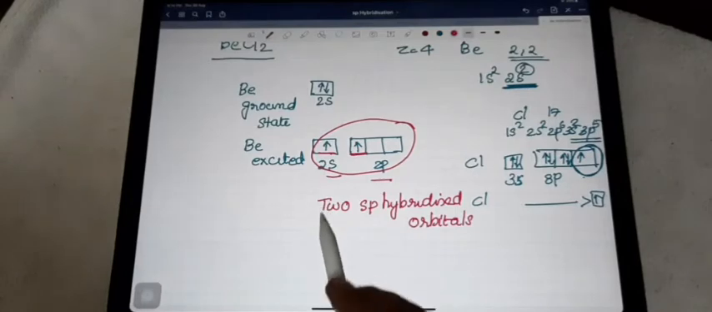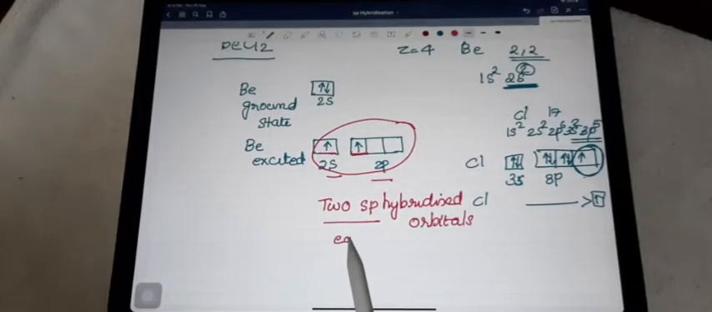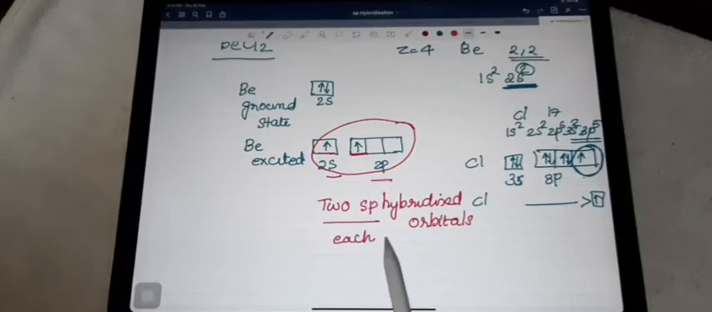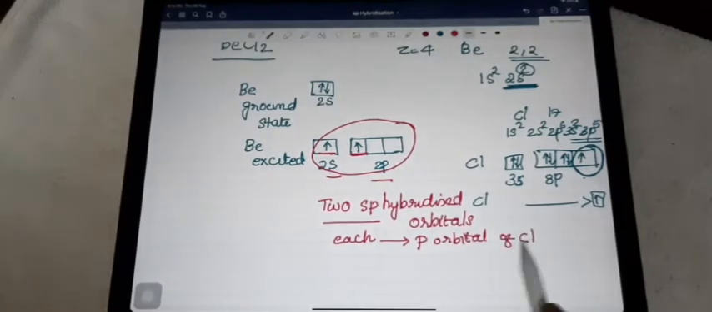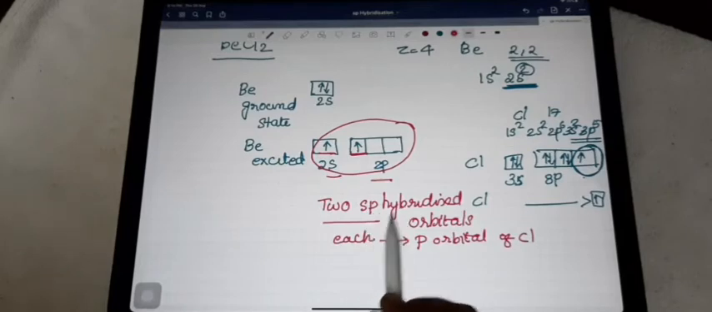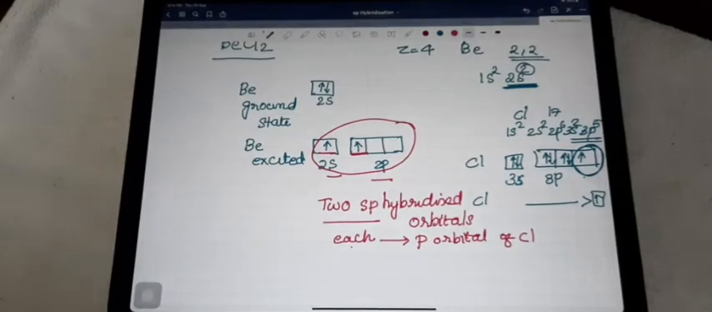After these 2 sp hybridized orbitals, each sp hybrid orbital combines with the p orbital of a chlorine. One sp hybridized orbital combines with one chlorine and another sp hybrid orbital combines with the other chlorine. So automatically overlapping of atomic orbitals happens and forms the covalent bond.